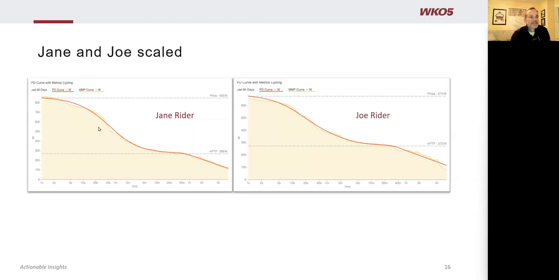Here we have Jane and Joe. The yellow represents their actual mean maximal power, and the red is their modeled power duration curve. You look at these two quickly, again, pretty similar, right? Same threshold, same kind of number. But one thing you notice, and this is something that's always so hard to get right in charts. I can tell you, one of the things when I first started building WKO and we were working in this idea of charts, scaling is such a trick. Getting scale to really show everything you want is very difficult.